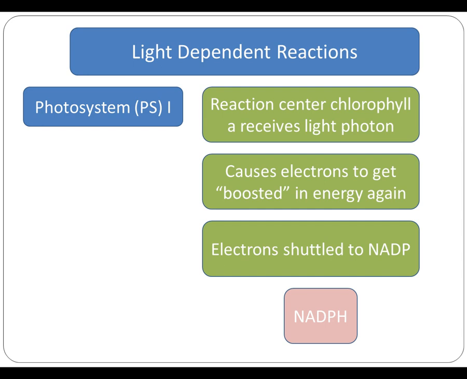NADPH is the product of which reaction? Photosystem 1. Photosystem 1 uses the electrons to reduce NADP to form NADPH. Which is just a what? It's a coenzyme. All it does is carry electrons and hydrogen ions. Do I need to repeat one more time?